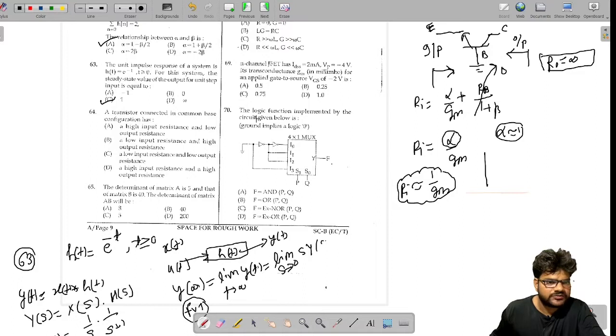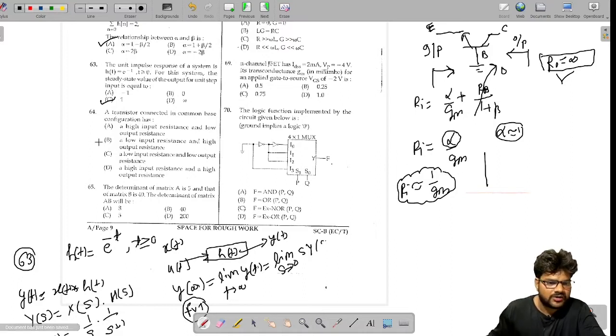Now let us see the options. A: a transistor connected in common base configuration has high input resistance and low output resistance. No, output resistance is high. B: low input resistance and high output resistance. So yes, output resistance is high. And is input resistance low? Yes, this is 1 by Gm, which is comparatively low.